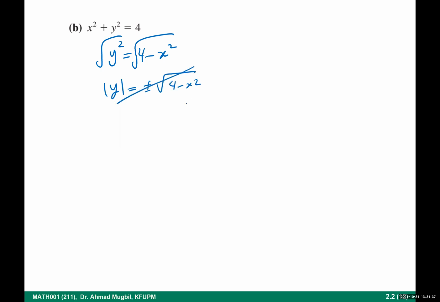If you wrote this, I will make it 0 for you. This is not true because absolute value cannot be negative. So this is the true one. Now y will be positive or negative. Usually this is why we avoid this confusion.